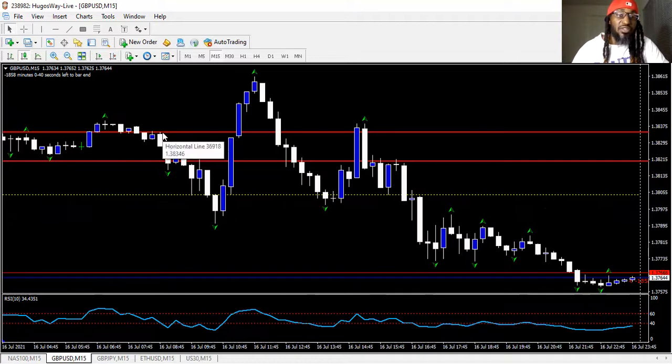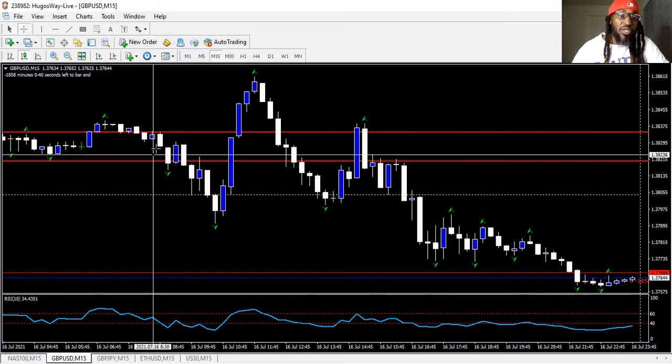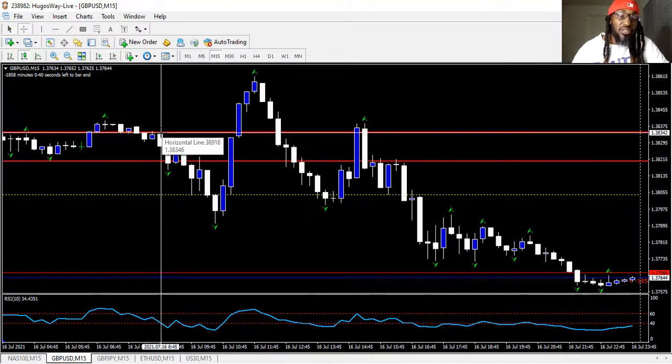So this is why I would have entered this trade at this particular point. I got a break, I got a retest, no hesitation, I'm in. And that right there, you guys, was 42 pips. And I only need 20. That's 42.